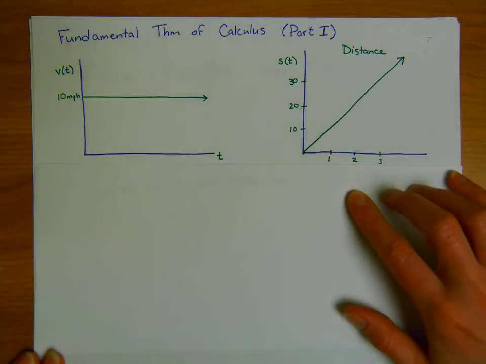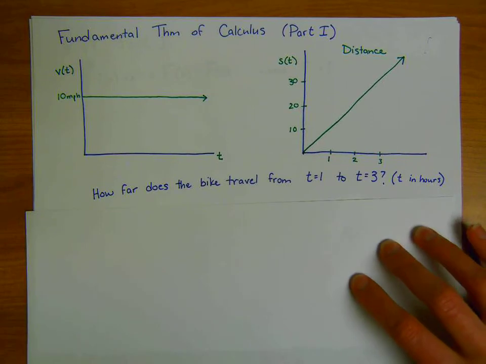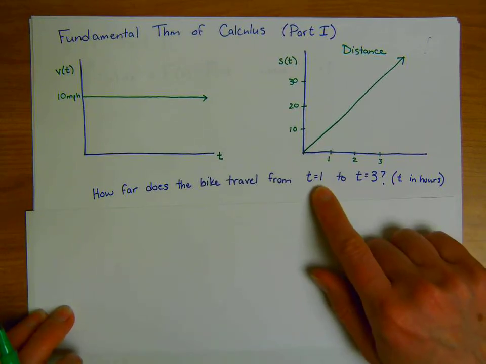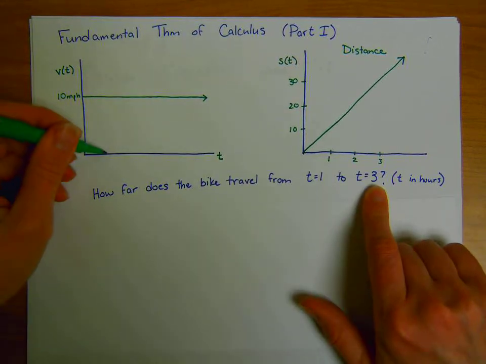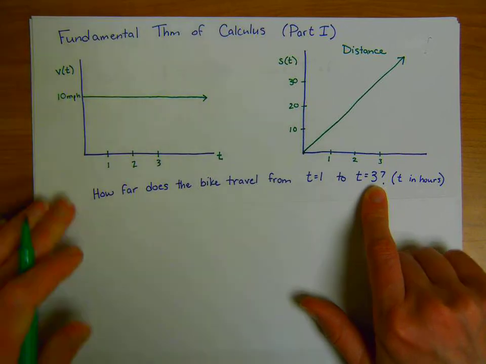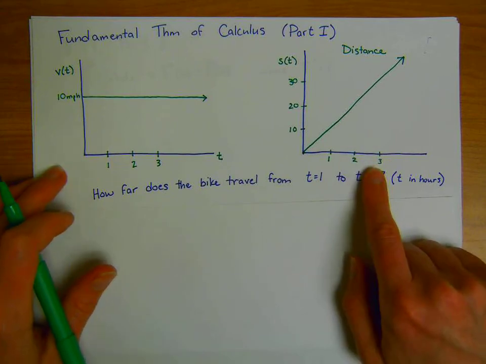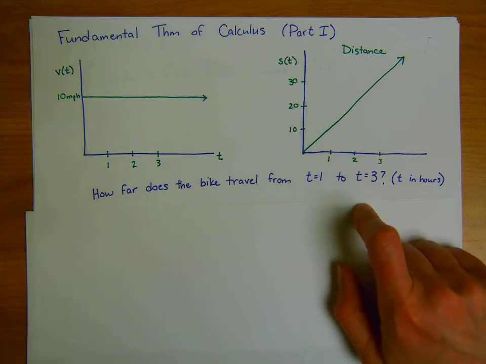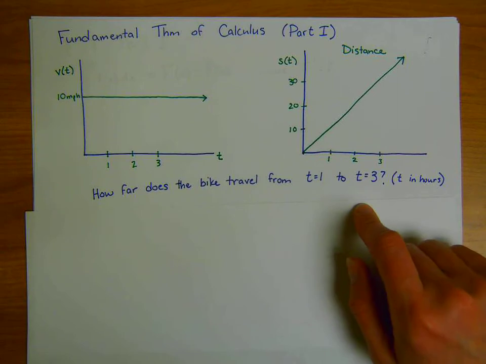And the question that I want to ask is, how far does the bike travel from t equals 1 to t equals 3 in hours? And let's label this. And I'm going to answer that question two different ways using these two different graphs. And this is a really simplistic situation, but it develops the intuition behind the fundamental theorem of calculus.